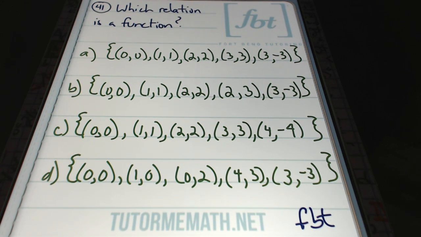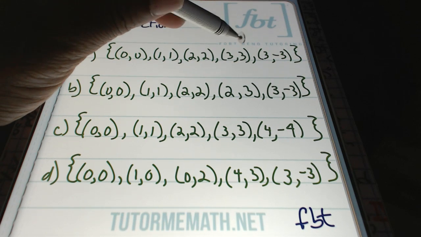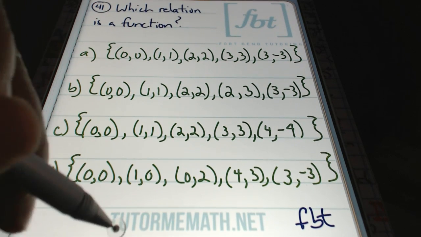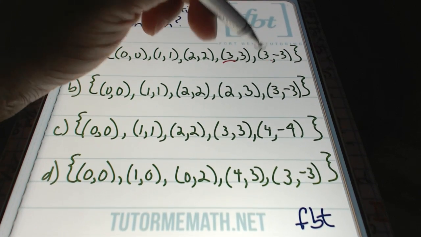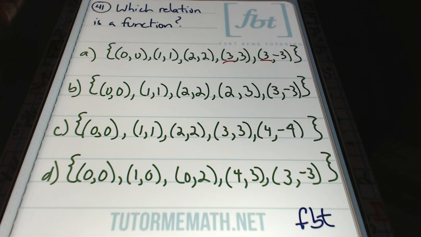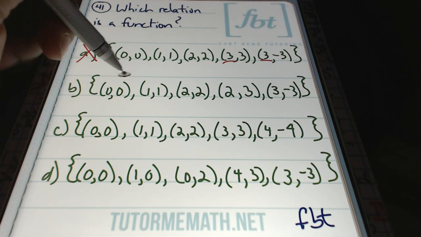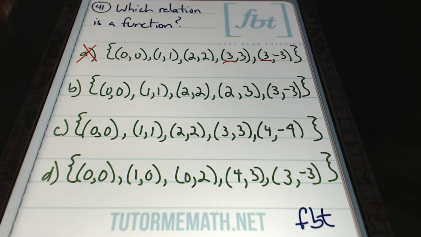That's what we need. So we have choices A, B, C, and D. Which of these choices is a function? So if we're looking at A, if we focus only on the x values here, we'll have 0, 1, 2, 3, and 3. Well, this is not a function, guys, because those x values are repeating right here. We can't have the x values repeat. So therefore, A is not a function. Looking at B, we're looking at x values of 0, 1, 2, 2, and 3. So in this choice, the 2's repeat. We can't have repeating x values, guys. So therefore, B's not the answer.